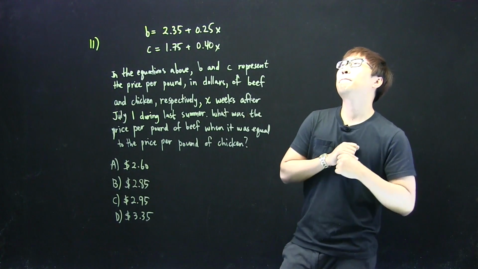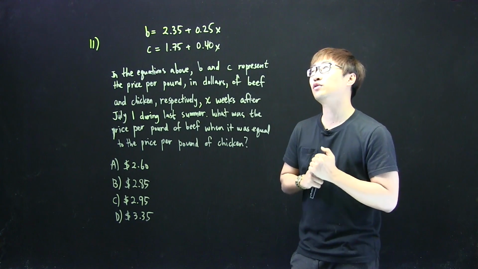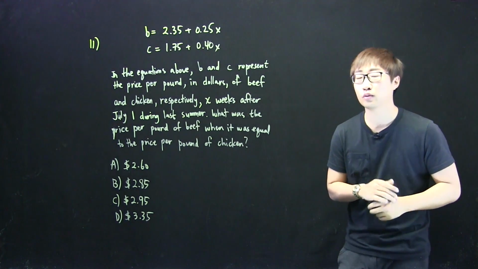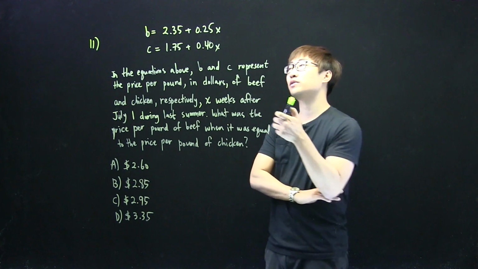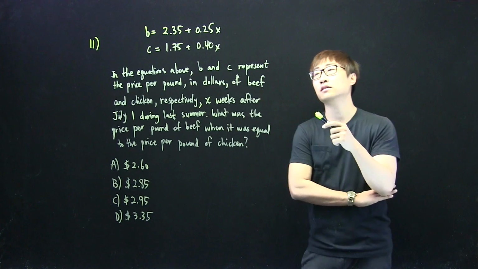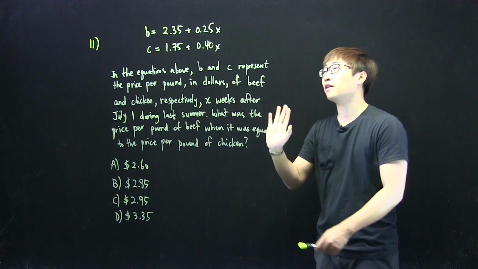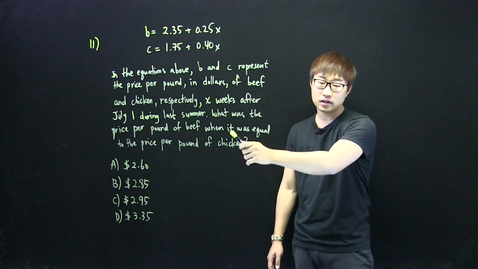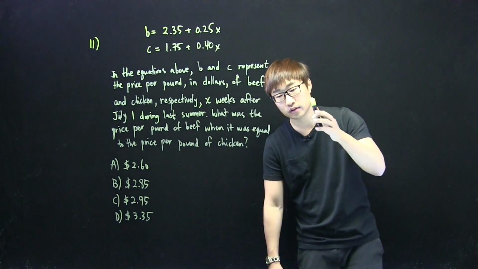Number 11, b is equal to 2.35 plus 0.25x. C is equal to 1.75 plus 0.40x. In the equations above, B and C represent the price per pound in dollars of beef and chicken, respectively, x weeks after July 1st during last summer. What was the price per pound of beef when it was equal to the price per pound of chicken?